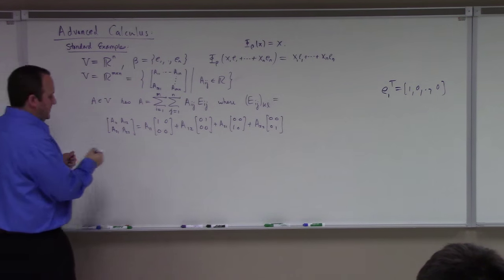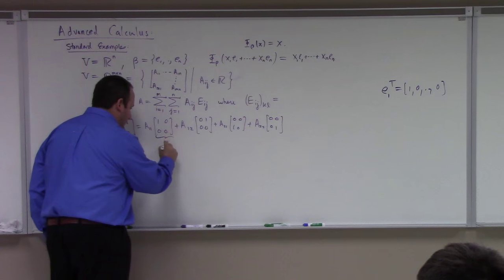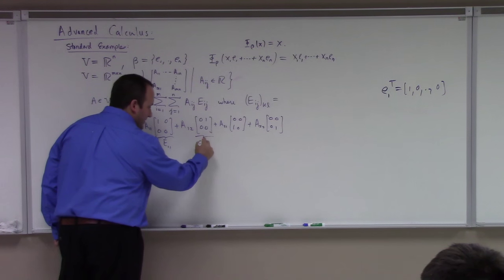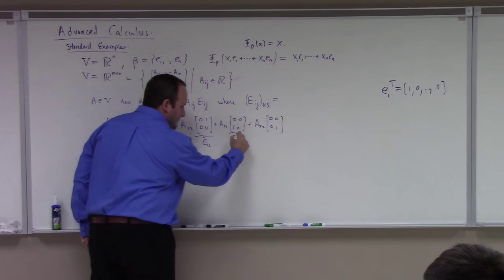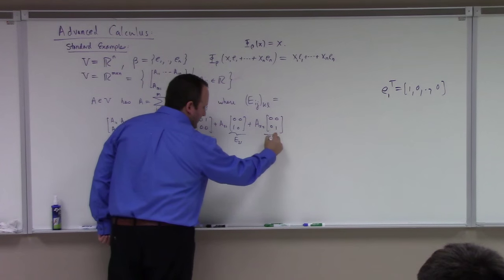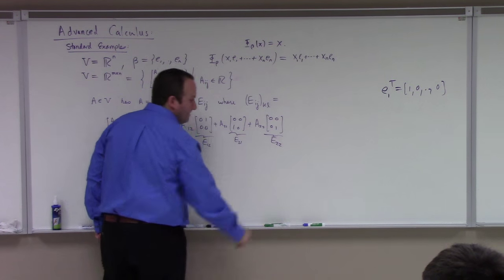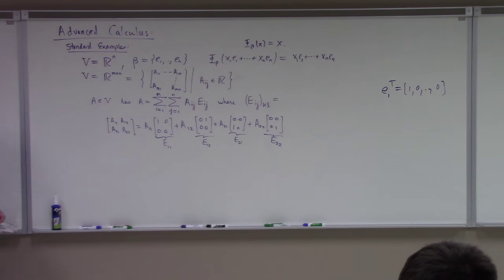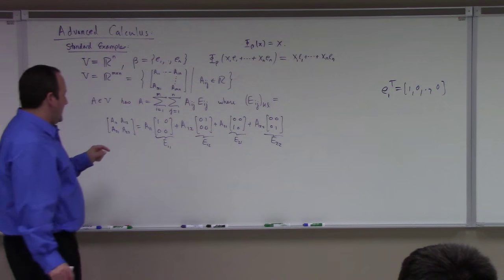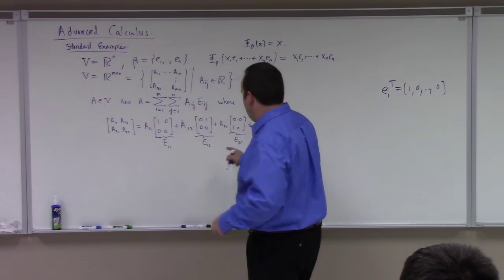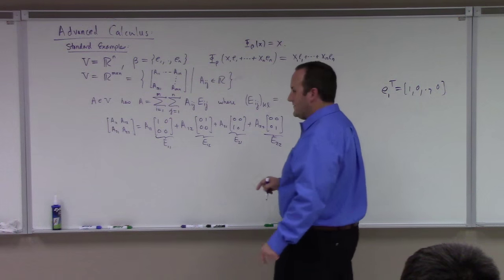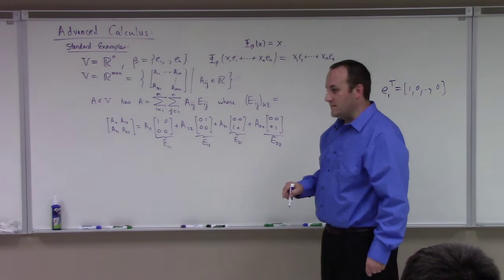Okay, so this is what we call E11. This guy is E12. This one is E21. This one is E22, all right? In fact, those are linearly independent, and you can see, for example, that I can build any 2x2 matrix by these, right? So in fact, the set of these things gives you a basis for the set of matrices.